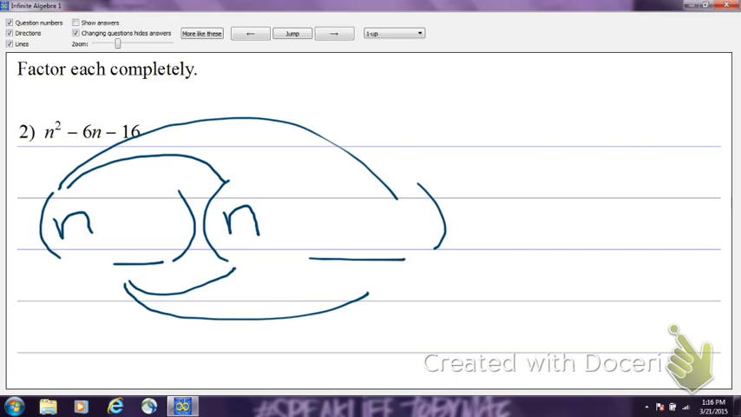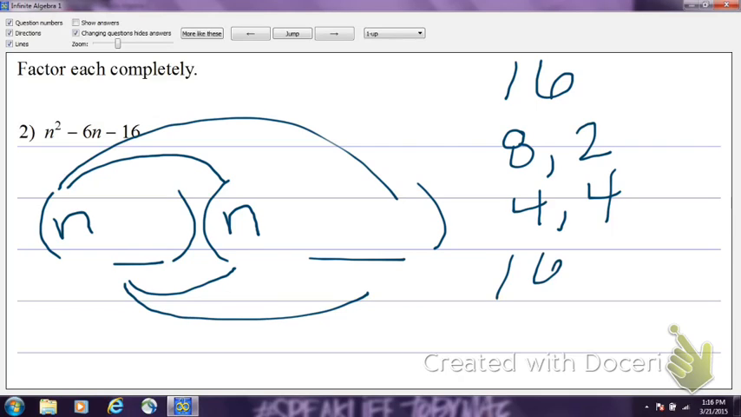So what I like to do is make a list of factors for 16. So I know I have 8 and 2, 4 and 4, and 16 and 1. And since the addition rules can involve addition or subtraction, I look to see if any of these will add or subtract to 6. And since the only ones that'll add or subtract to 6 are 8 and 2, I put 8 and 2 right in my parentheses, and it doesn't matter the order.